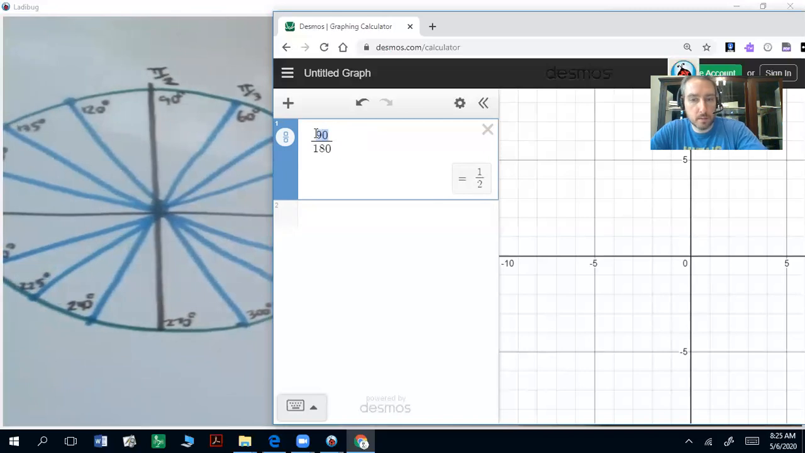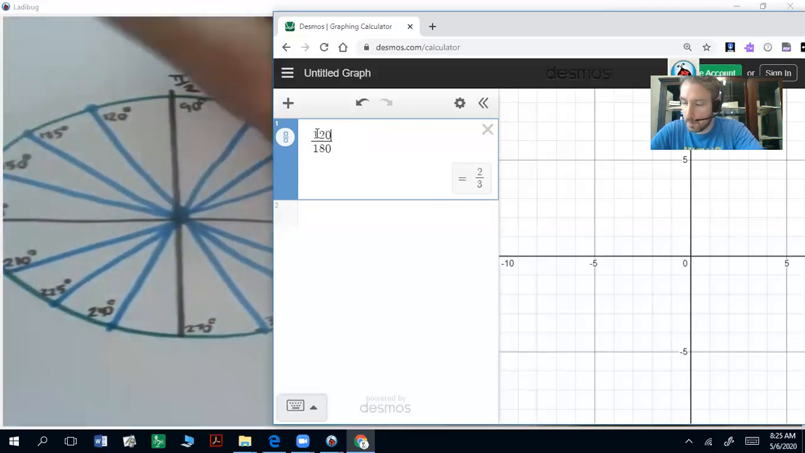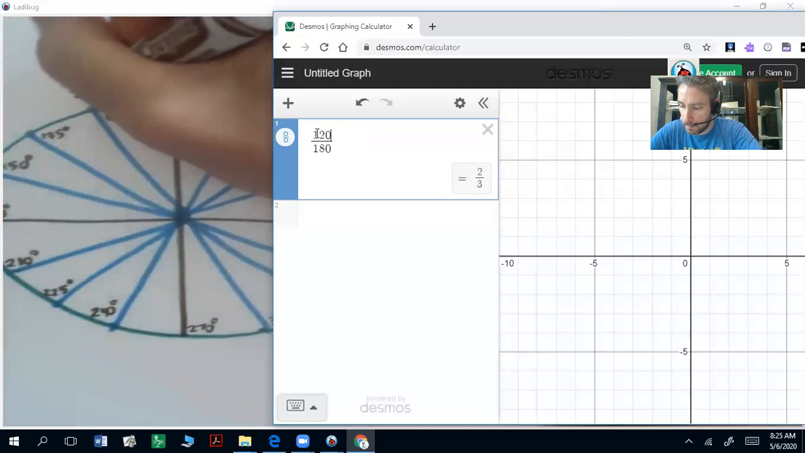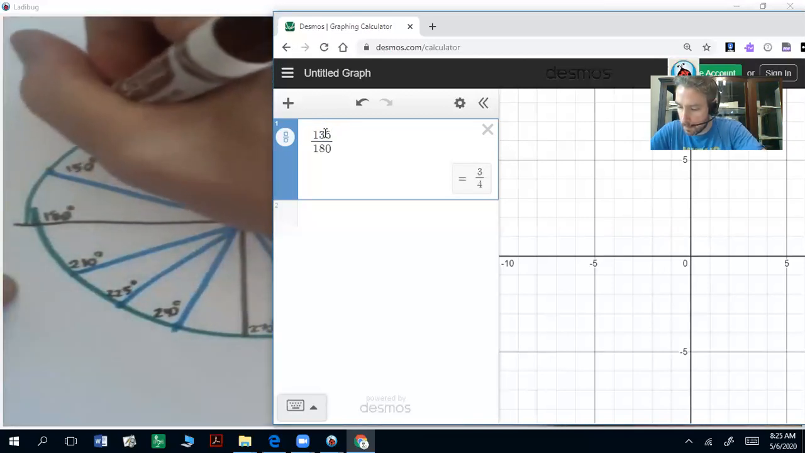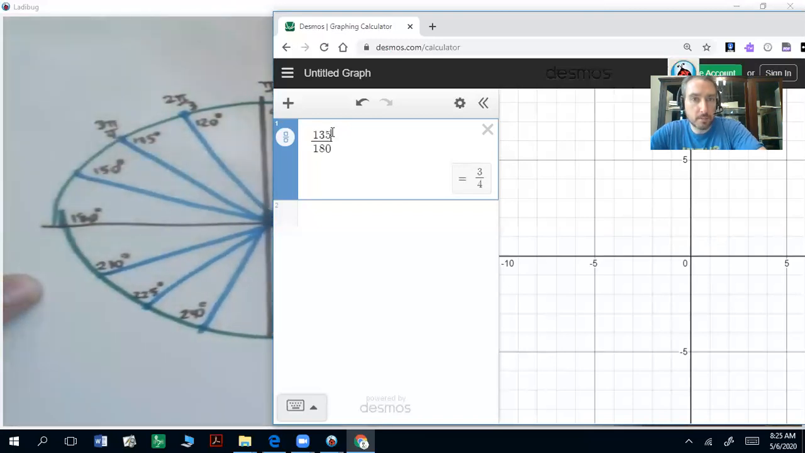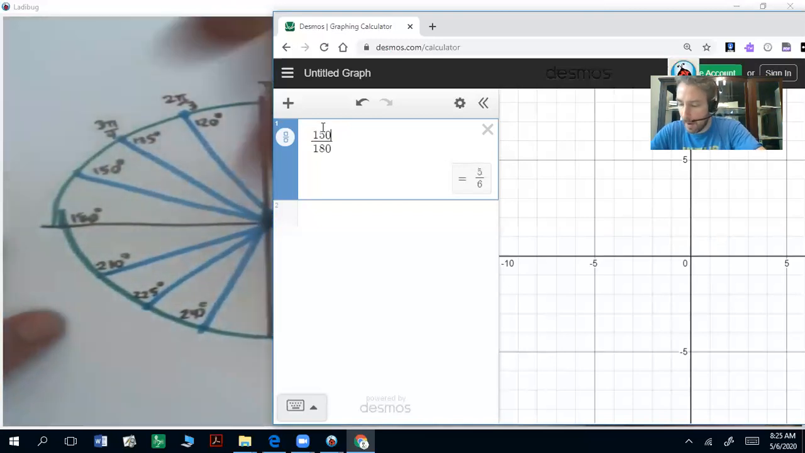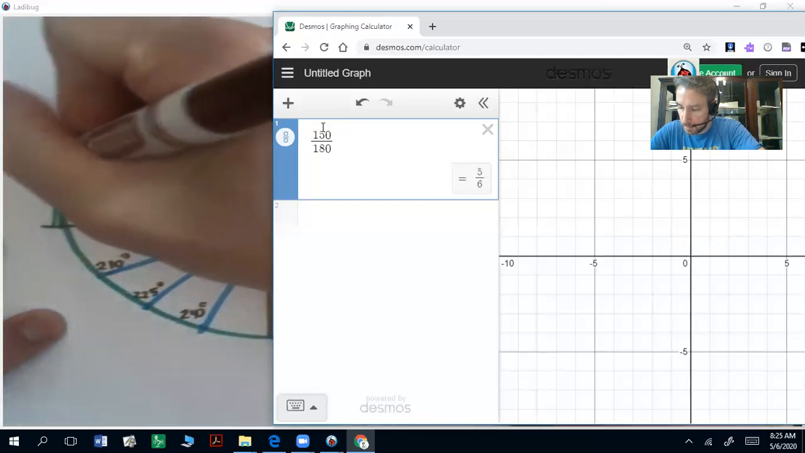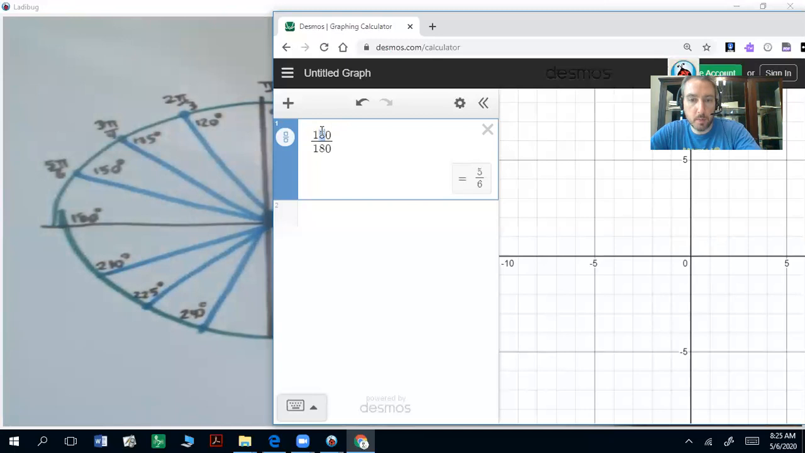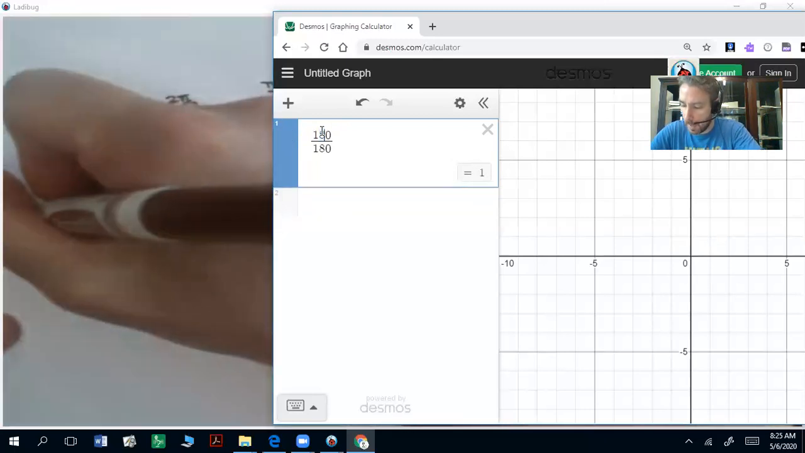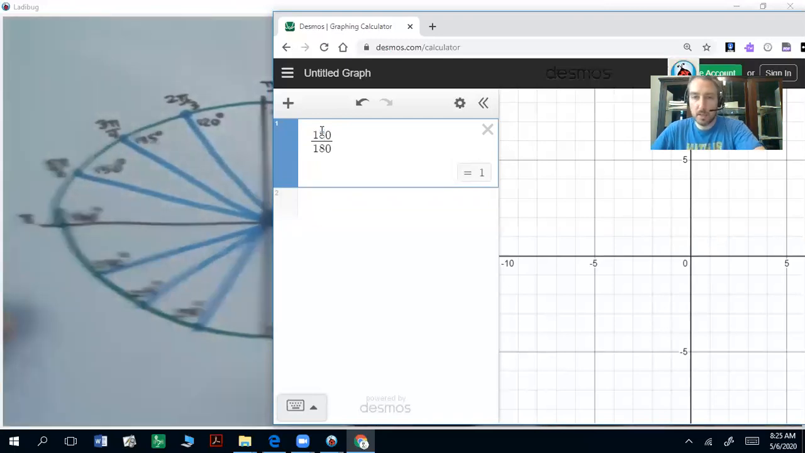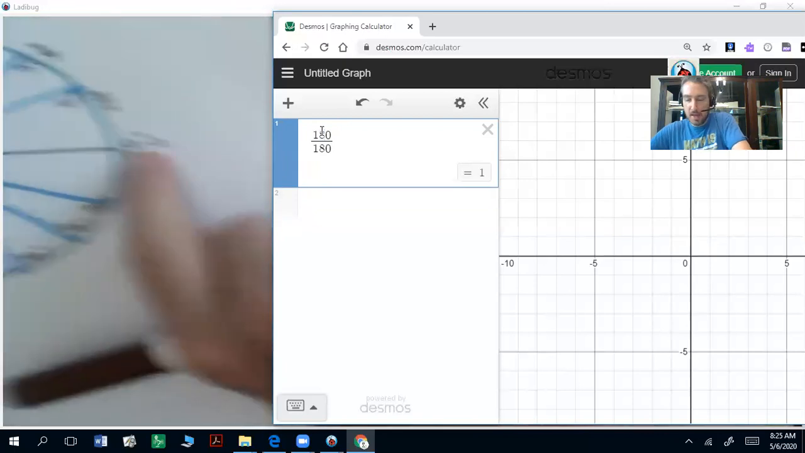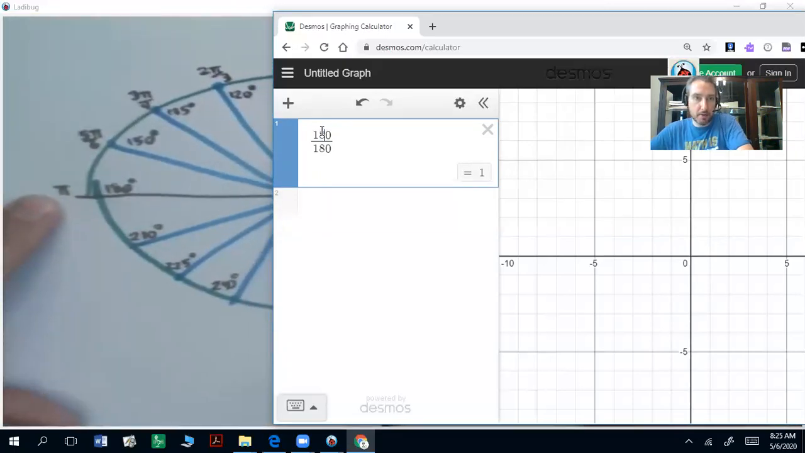120, 2/3, so 2 pi over 3. 135, 3 pi over 4, 150, 5 pi over 6, and then 180 divided by 180 should be 1, right? So that's 1 pi, and we just write pi. So 0 pi, which is 0 degrees, on the right side, and then 1 pi, or just pi, which is 180 degrees on the left side.